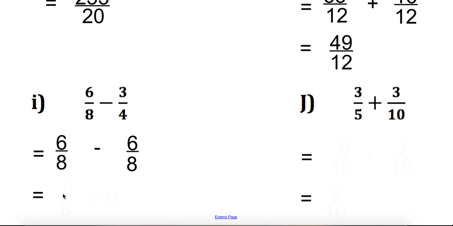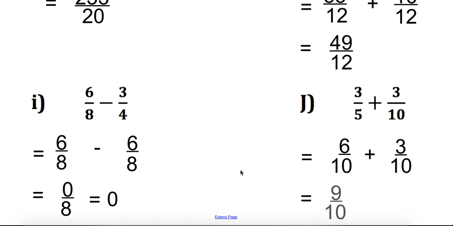Common denominator here, we actually find that this is a special case. It becomes 0 over 8, which is just 0. Anytime we have a 0 on the top, the answer is just 0. And here, common denominators, and our final answer.